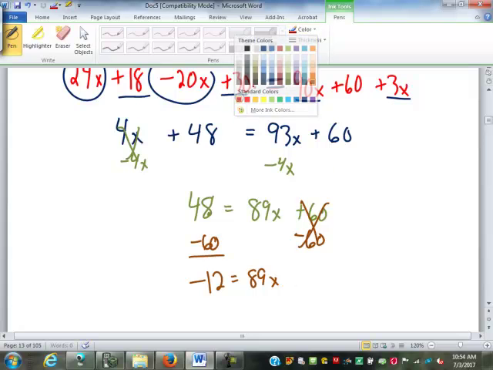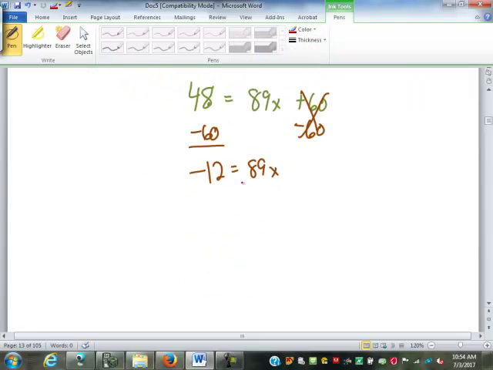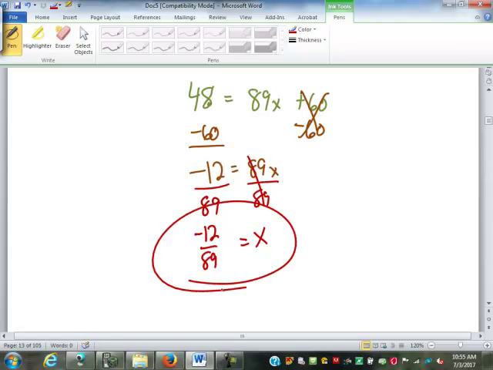And then divide by 89. You have to get rid of the stuff that's with the x. So over here, all we're left with is x. Negative 12 divided by 89 is just negative 12 over 89, as a fraction.